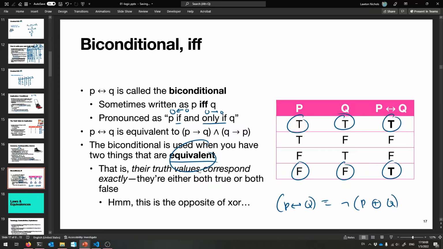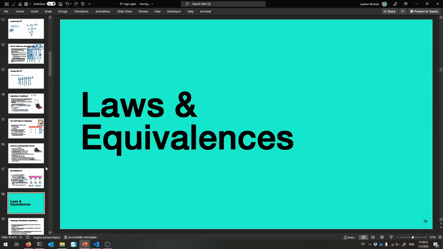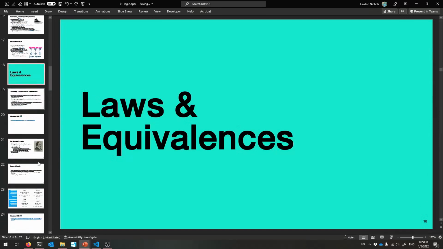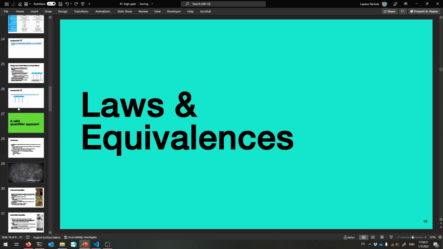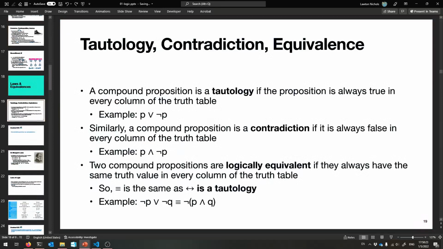equivalence is a very powerful concept. Okay? So powerful that there's a subsection of your book and a whole section of these slides about equivalences and the laws that have to do with logic. Okay? So let's get into that, and that'll be most of the rest of today's content. Okay? So let's talk about all the different ways that we could have equivalences, or laws that we care about within logic. Okay? Let's talk about three important ones first: tautology, contradiction, and equivalence.